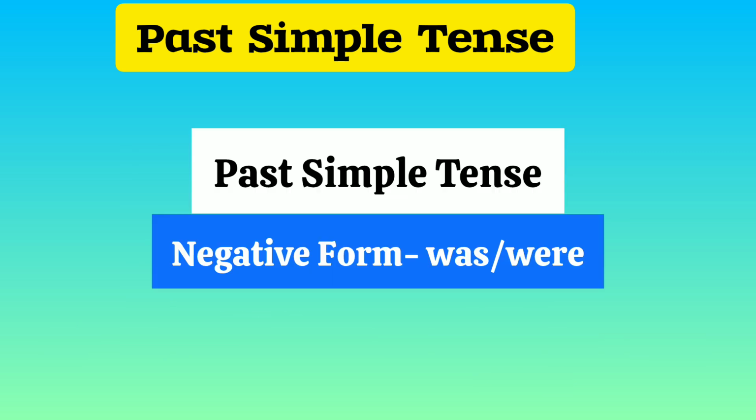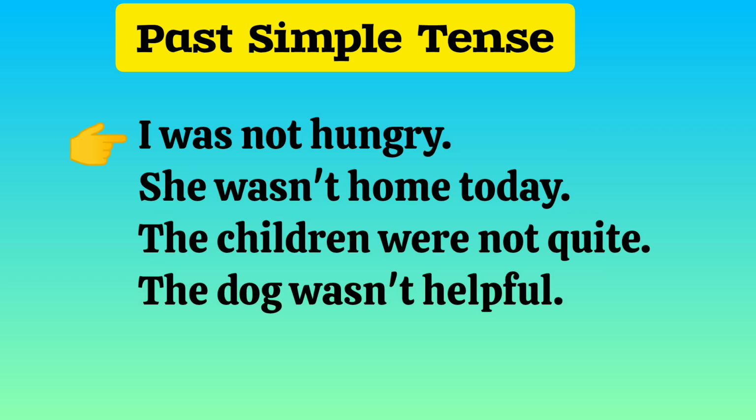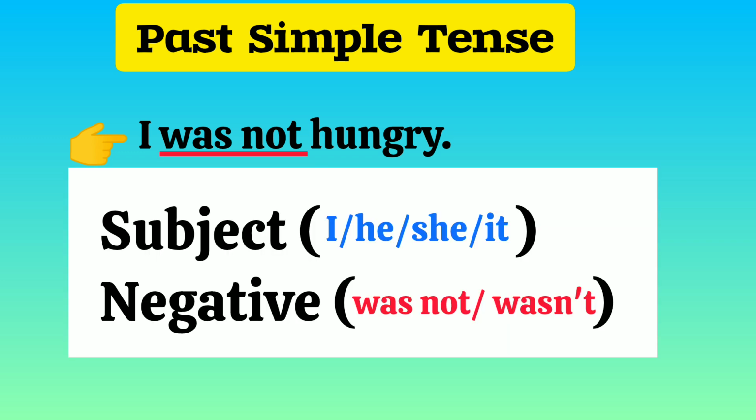Now I will talk about the negative form for the verb. Here are some examples. I was not hungry. Here in this sentence, we have the past tense was. So with the subject I, he, she, it, we use the negative form was not or wasn't.